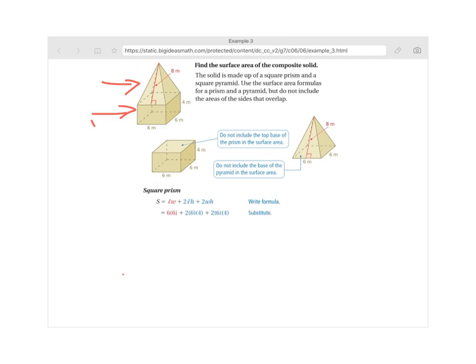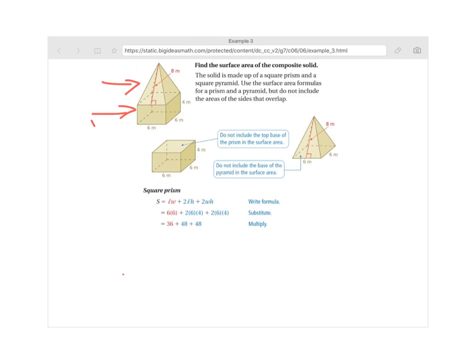So we plug everything in. Length times width is 6 times 6. And then to do the longer sides, it's 2, because there are 2 sides, of 6 times 4, base times height. And then 2 of the shorter sides, which is 6 times 4. So you multiply those: 6 times 6 is 36. 2 times 6 times 4 would be 48. And then another 2 times 6 times 4 would be 48.